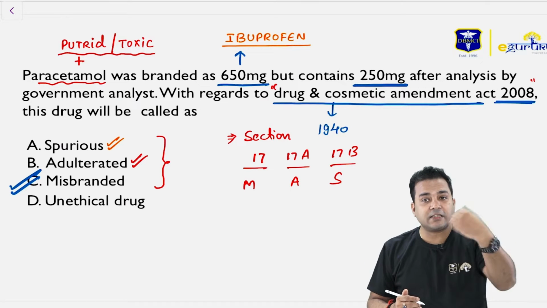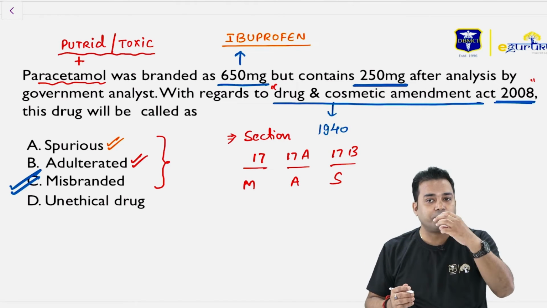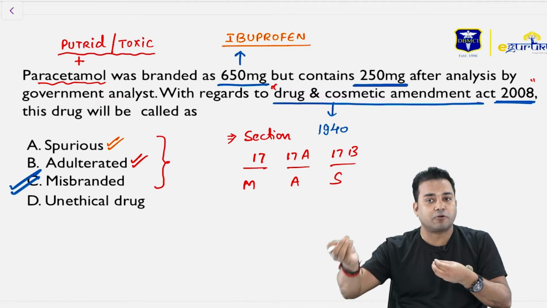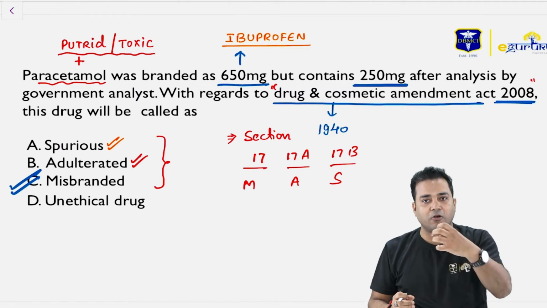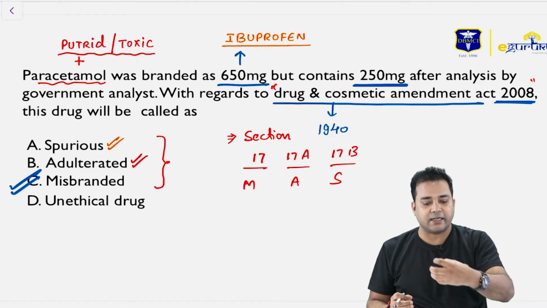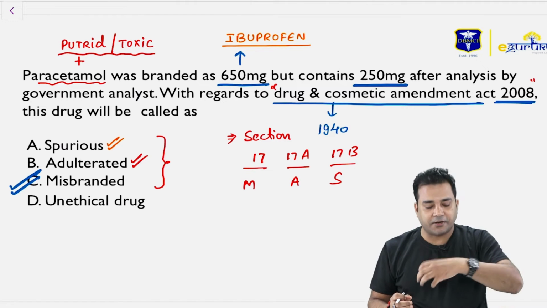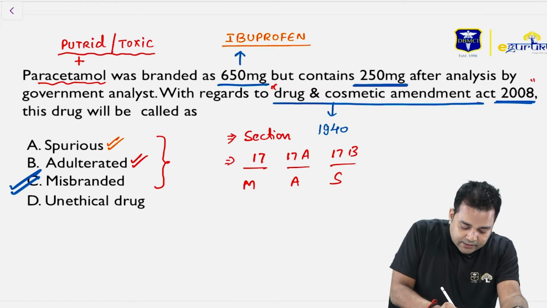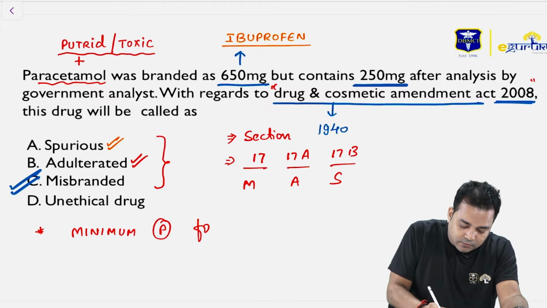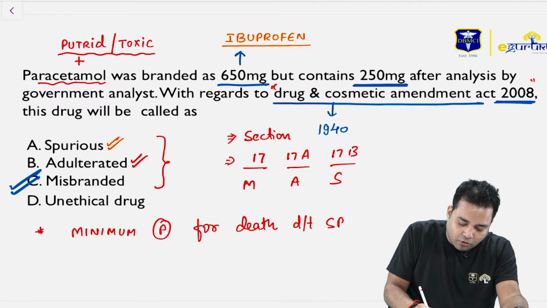If the label is of PCM and something else is present as a different constituent, that is a spurious drug. Adulterated means PCM is there along with some toxic agent, putrid agent or decomposed agent. The drug becomes adulterated. Then in the INI-CT exam they asked what is the minimum punishment for death due to spurious drugs or adulterated drugs.